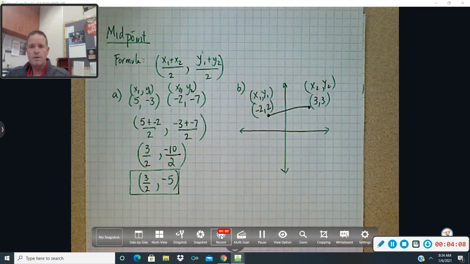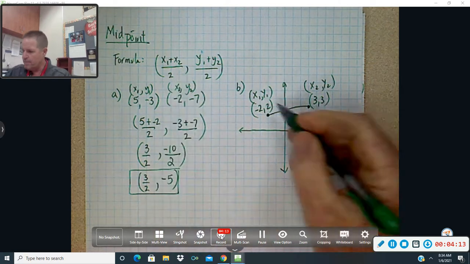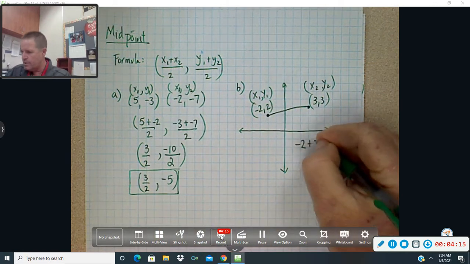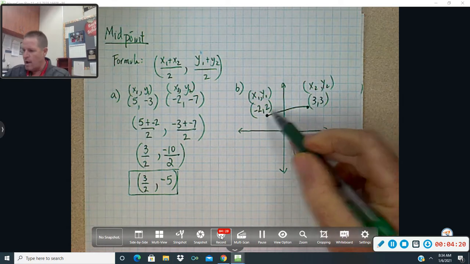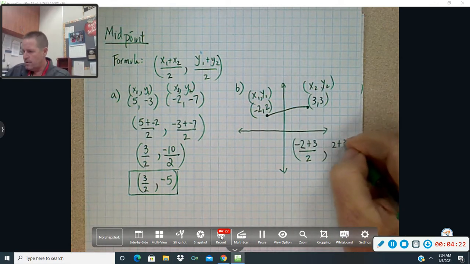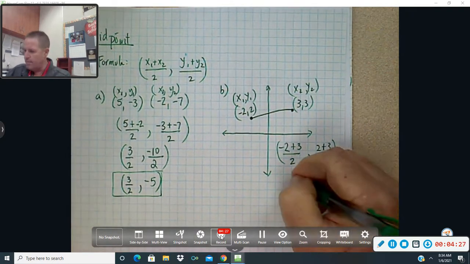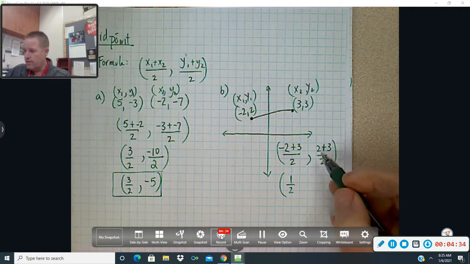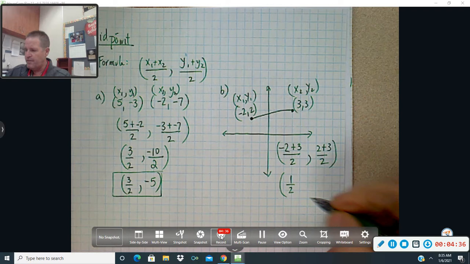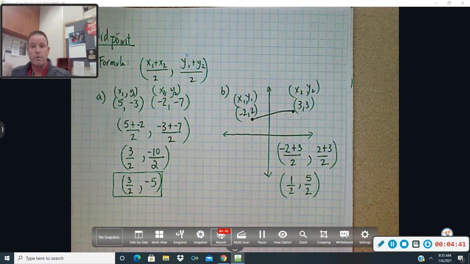Okay. So now just using the formula, which again is to add the x's. So I'm going to add the x's, negative 2 plus 3, divided by 2. And then I'm going to add the y's, 2 plus 3, divided by 2. So if I've done that, I end up with 1 over 2, which you can leave that way. A half is fine. You can change it to 0.5 if you'd rather. And then 2 plus 3 is 5, 5 over 2. And that would be your midpoint.